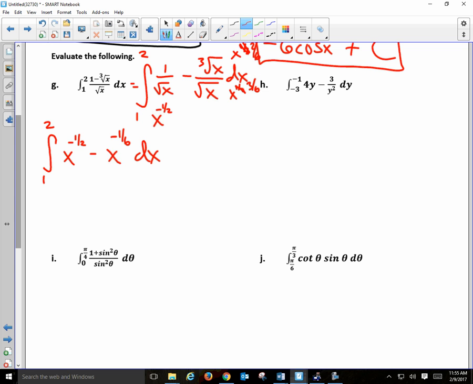What's the antiderivative of x to the negative 1/2? x to the 1/2 divided by 1/2, so 2 roots of x. Antiderivative of x to the negative 1/6: x to the 5/6 over 5/6, so multiplied by 6/5.